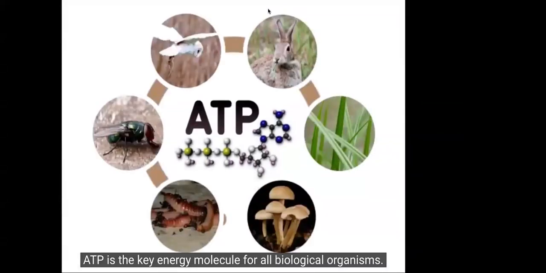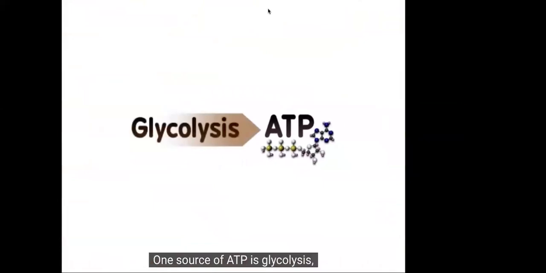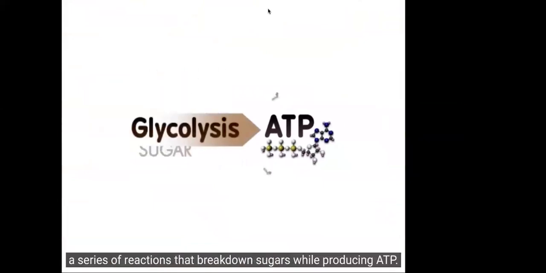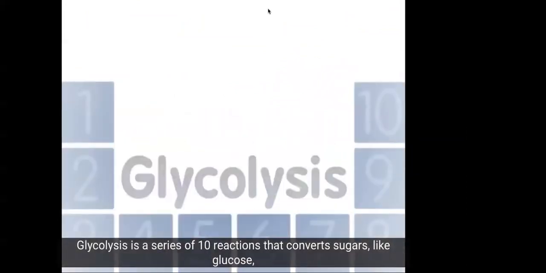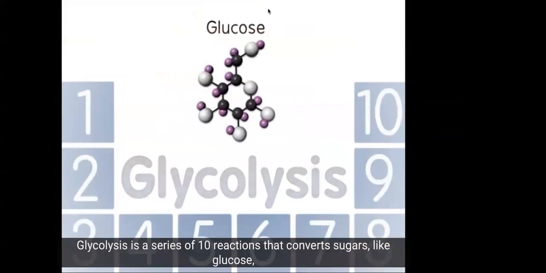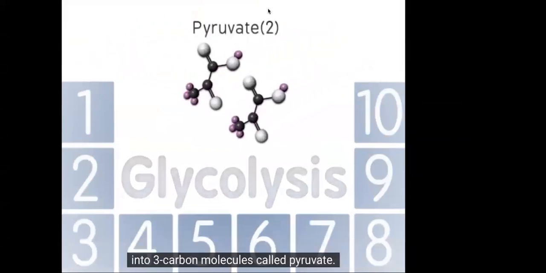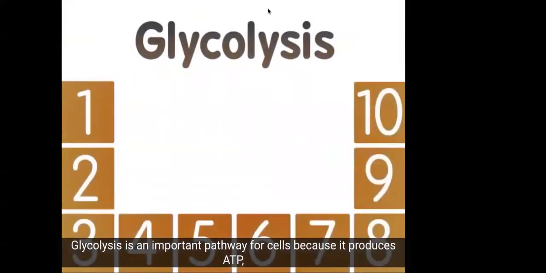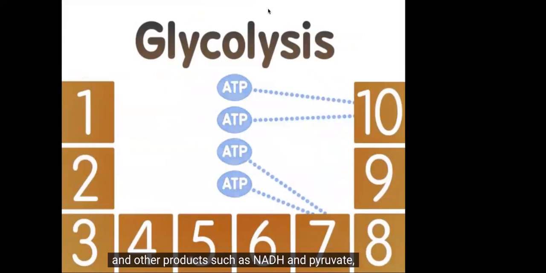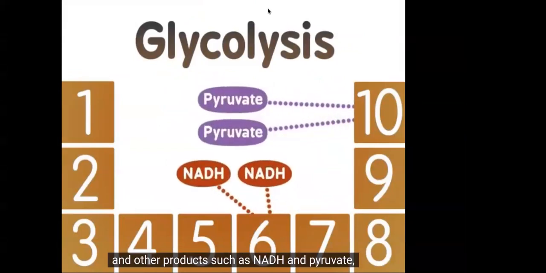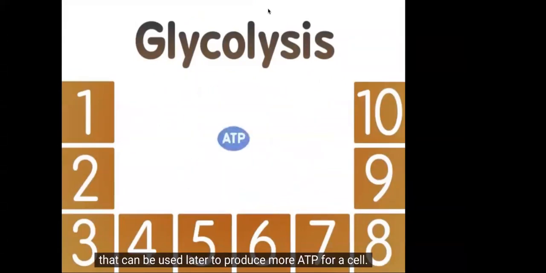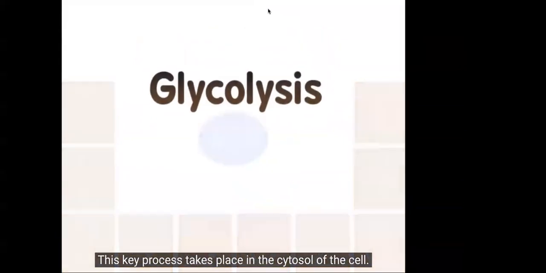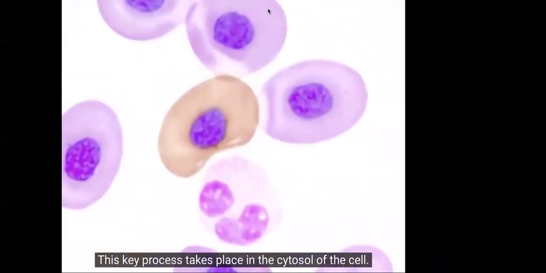ATP is the key energy molecule for all biological organisms. One source of ATP is glycolysis, a series of reactions that break down sugars while producing ATP. Glycolysis is a series of 10 reactions that converts sugars, like glucose, into 3-carbon molecules called pyruvate. Glycolysis is an important pathway for cells because it produces ATP and other products such as NADH and pyruvate that can be used later to produce more ATP for a cell. This key process takes place in the cytosol of the cell.